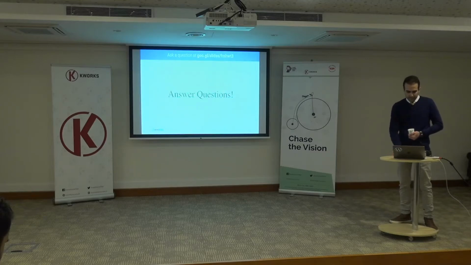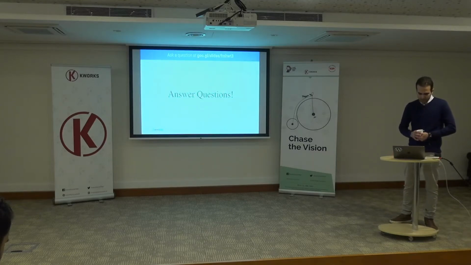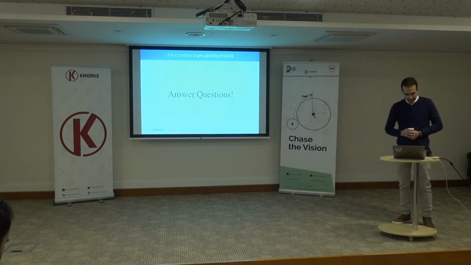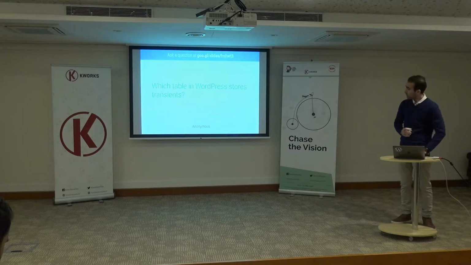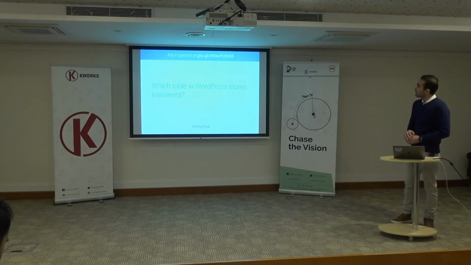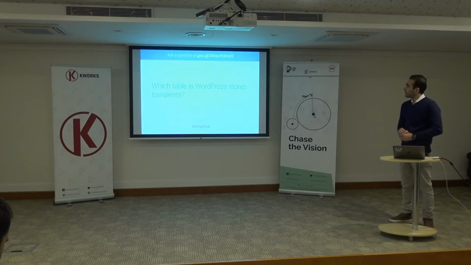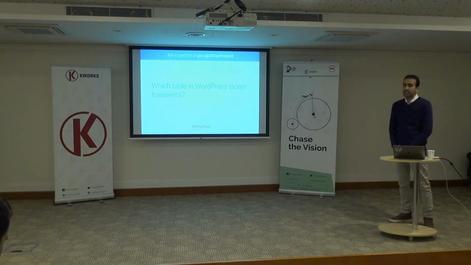So let's see your questions. There are 2 questions. The first: which table in WordPress stores transients? The transient APIs store in the options table.